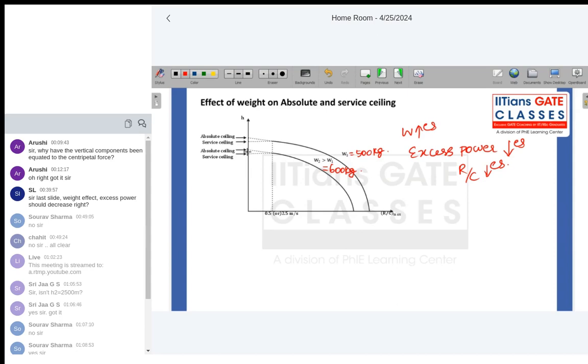With this, climb performance is completed. We'll just look at some of the GATE problems related to this topic. If you have any doubt, you can ask. Otherwise, we'll solve one or two problems related to this particular topic.